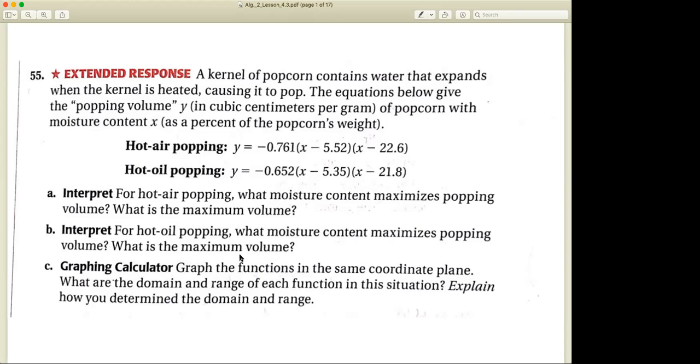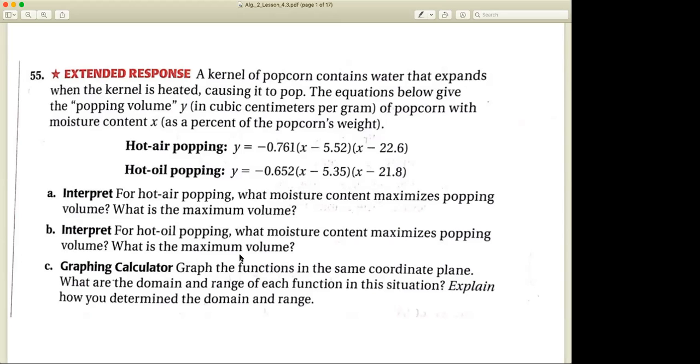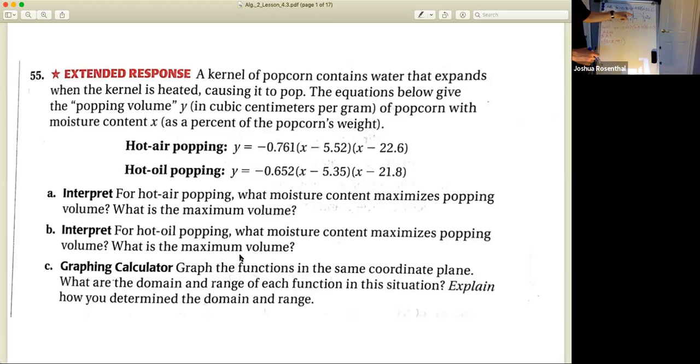Wait, but why? What is the volume of the popcorn at 5.52? The volume is the y-axis, right? It's on the x-axis. The volume is 0. It has not popped. It only starts popping after that point. And so if you have less water content than that, it shows on my graph a negative volume. You can't have a negative volume. So all of these values are not in your domain because it's impossible. And you can't go beyond that either, because you'd have negative volume according to our quadratic.